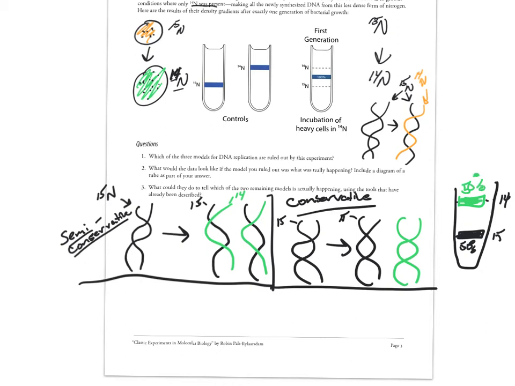So now you have two. That's what you'd expect to see if you had a conservative model. You didn't. You don't see that. What you saw is this, the band in between the two, which is what you'd expect for the semi-conservative model.